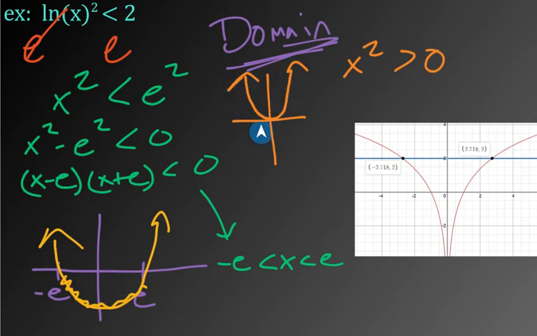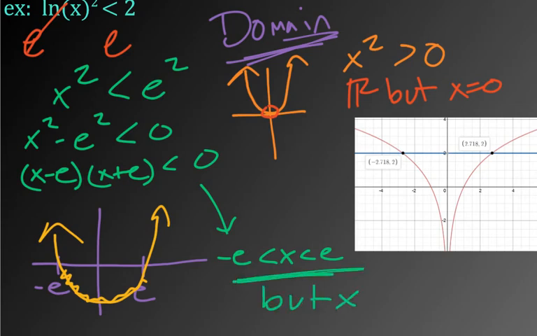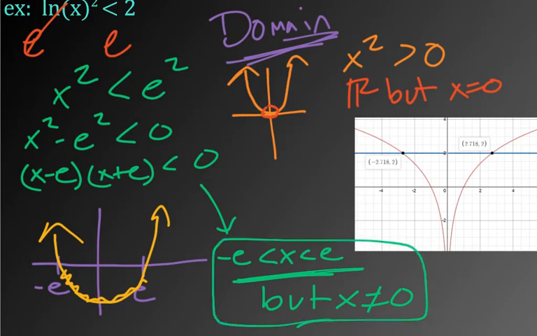X squared is almost always greater than 0, and so what they might do is they might say all reals, but it is not greater than 0 at 0, right? At 0, it is equal to 0, not greater than 0, right? And so the domain is all reals, but x equals 0. So what you get as a final answer is this thing, right? But x can't be 0. That little extra piece needs to be there.